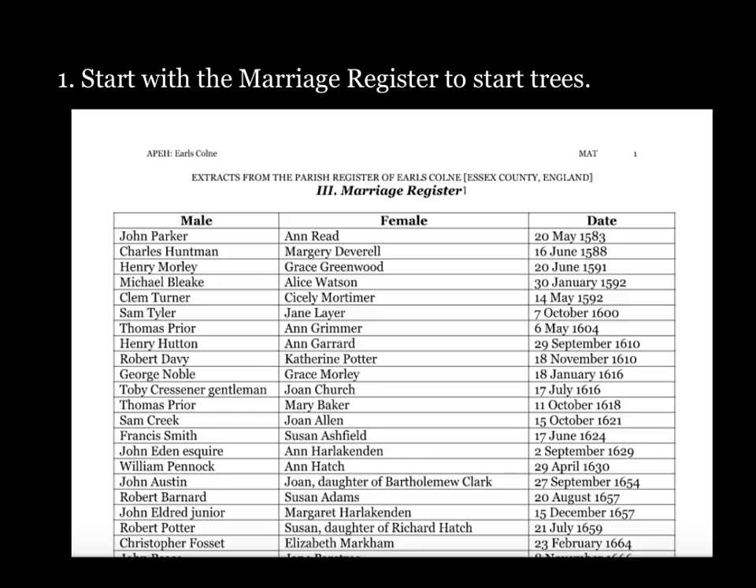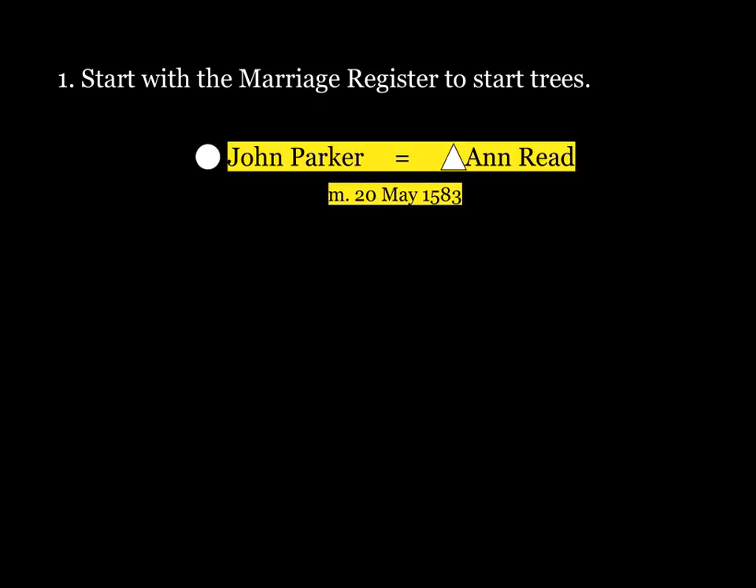So really to begin, you're going to start with the marriage register and begin at the very beginning. No other reason to start somewhere else. So John Parker married Anne Reed on the 20th of May of 1583. So create the beginnings of a chart for this marriage. John Parker married Anne Reed, 20th of May, 1583.